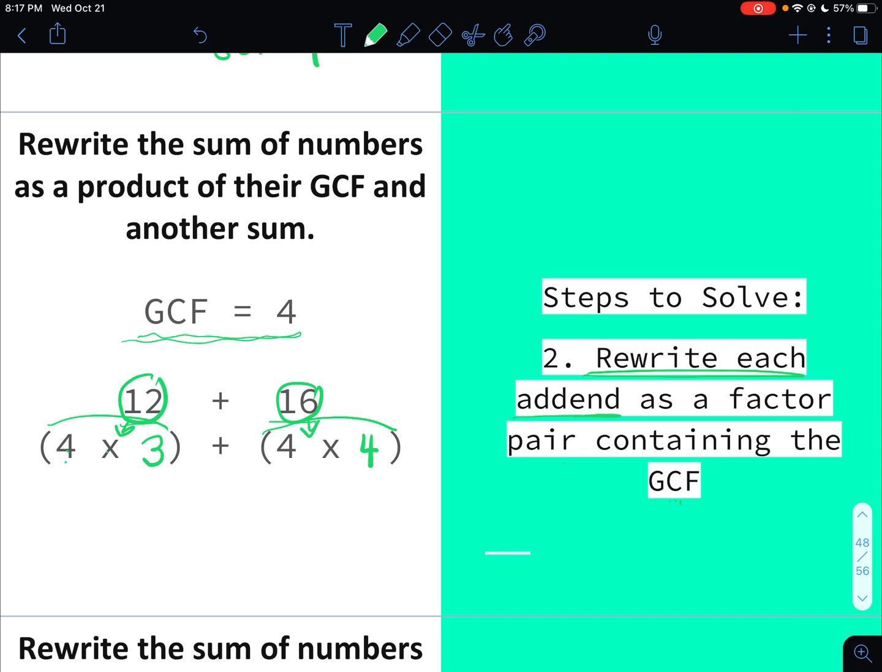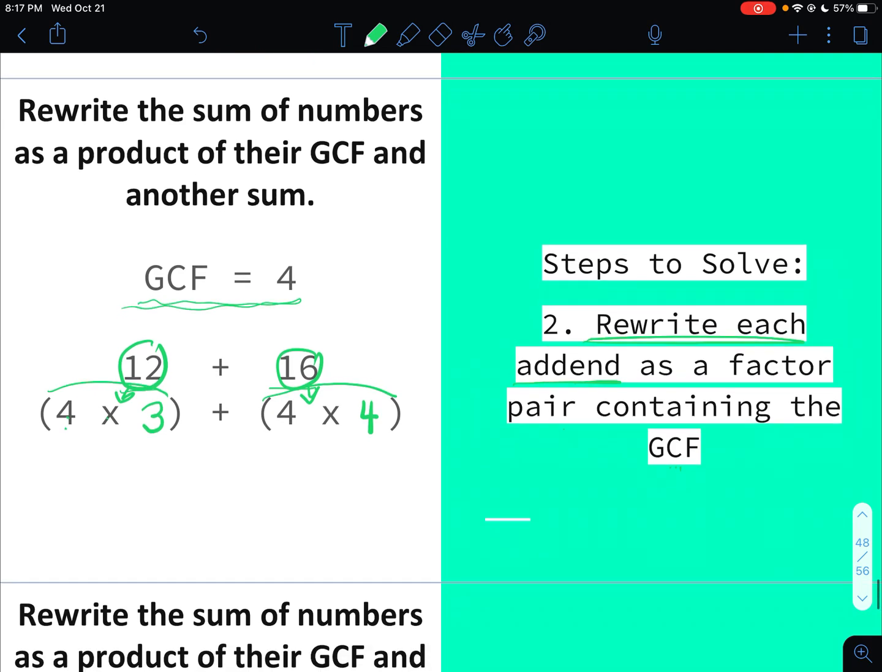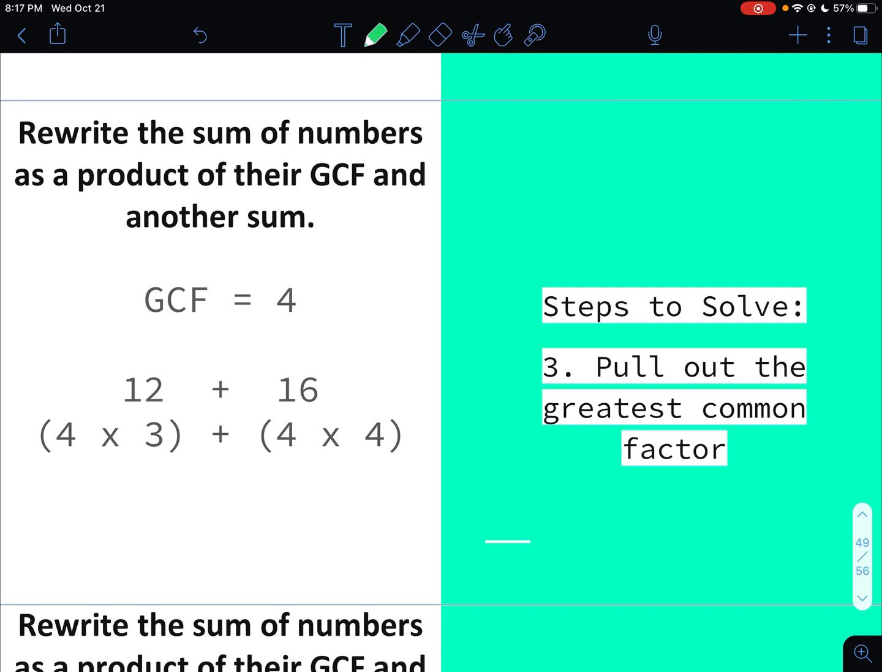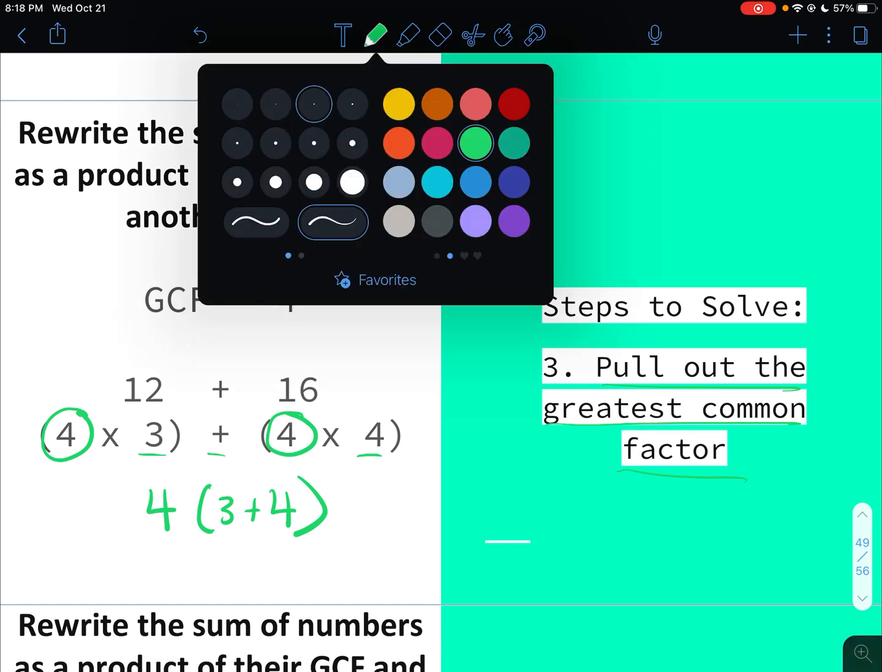And that should look familiar. We did this on Wednesday. Once you have those factor pairs, you're going to do the reverse distributive property like we did Wednesday. You're going to pull out the greatest common factor and write whatever is left in the parentheses. So 4 is the common number in these factor pairs, so it comes out front, and 3 plus 4 goes inside the parentheses. And then you're done. That is it.